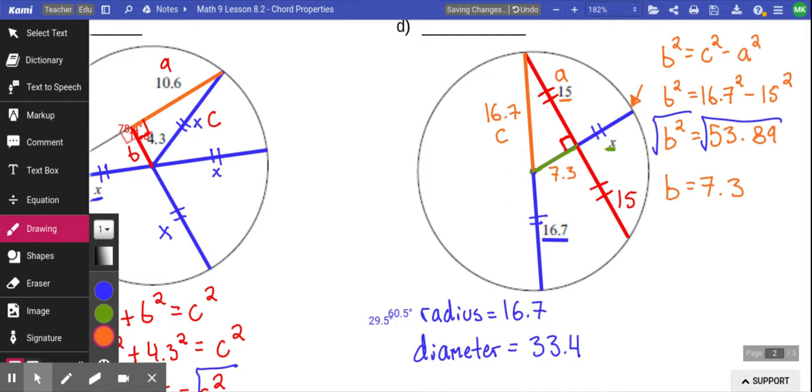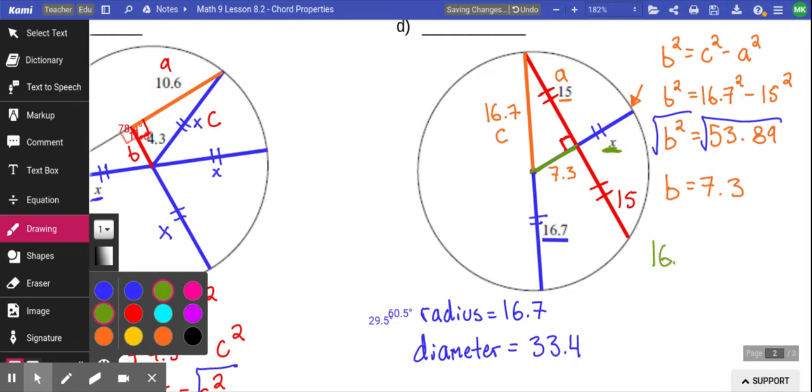To find my final x value, which is what it wants, I'm going to realize that this entire radius should be 16.7. And if I subtract away the 7.3 part of the radius, it will leave me with my x value, this part of the radius. So 16.7 minus 7.3 should give you 9.4 equals x.